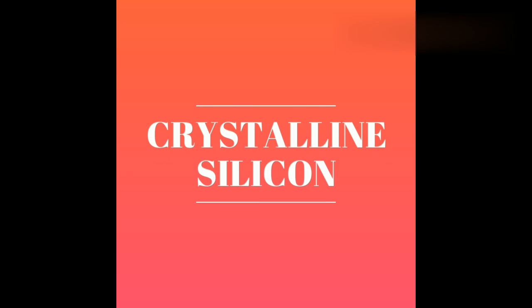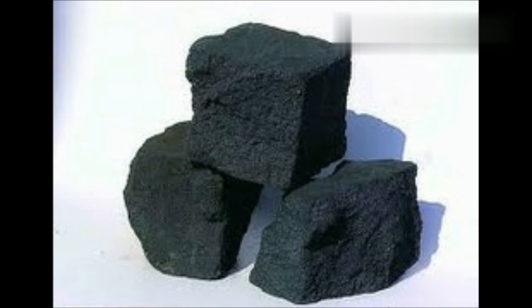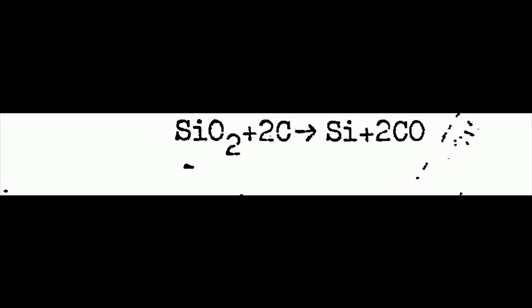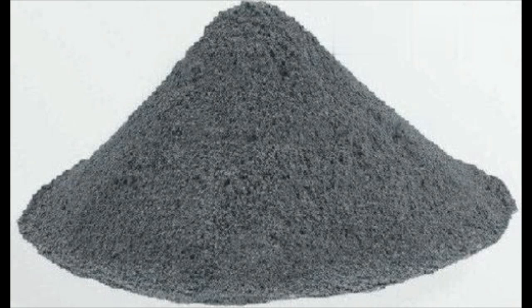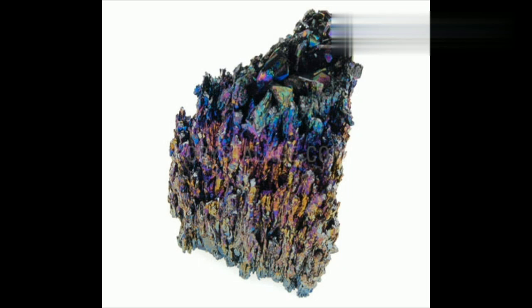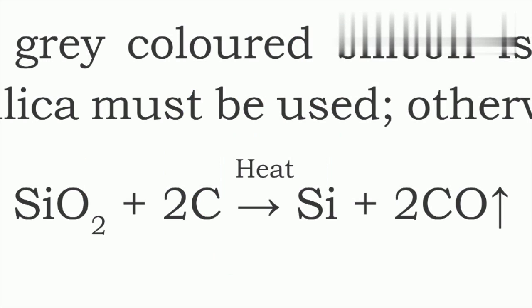Extraction of crystalline silicon. Crystalline silicon is obtained by reducing silica with coke. When excess silica is heated with coke in an electric furnace in the absence of air, dark gray colored silicon is obtained in its crystalline form. Excess silica must be used, otherwise carborundum, that is silicon carbide, is formed. So SiO2 + 2C gives Si + 2CO.